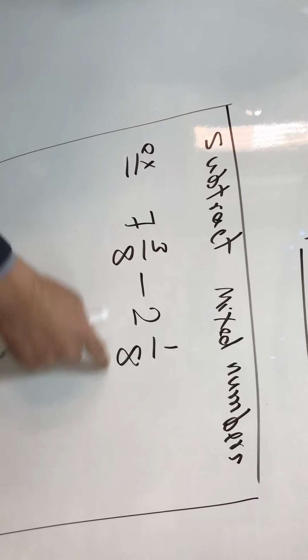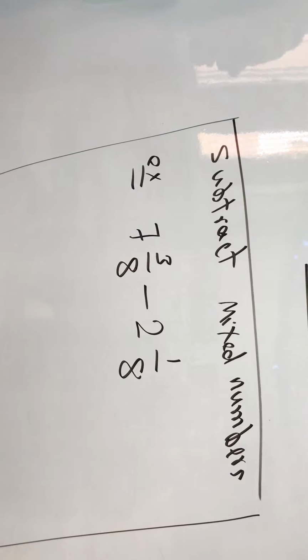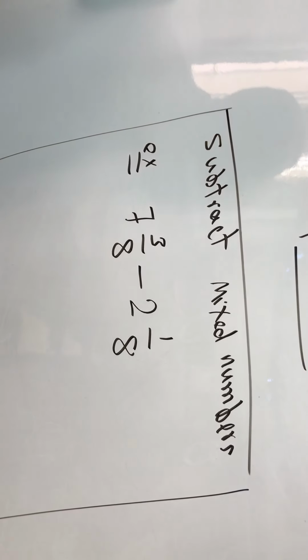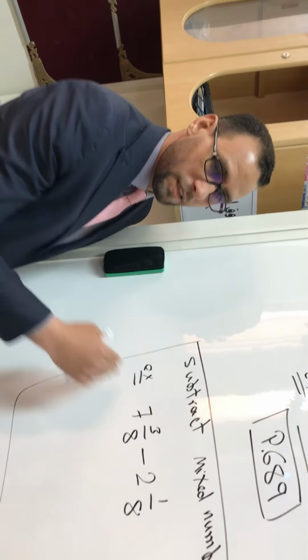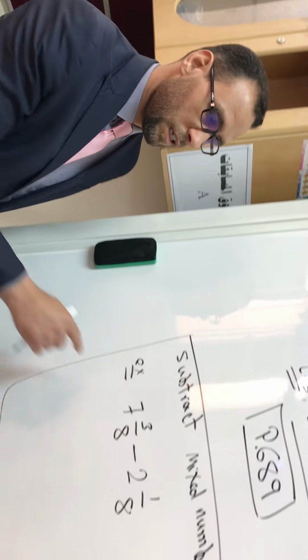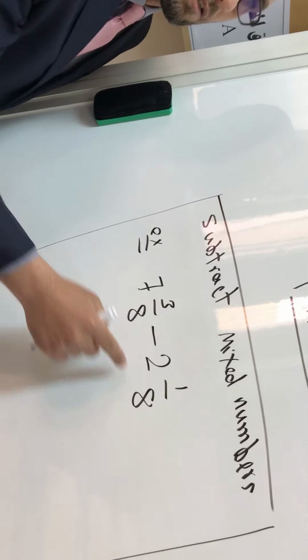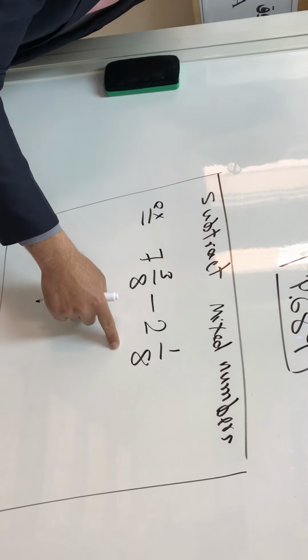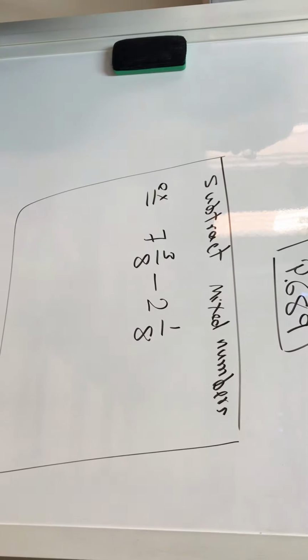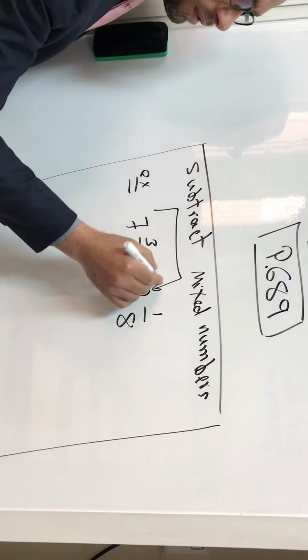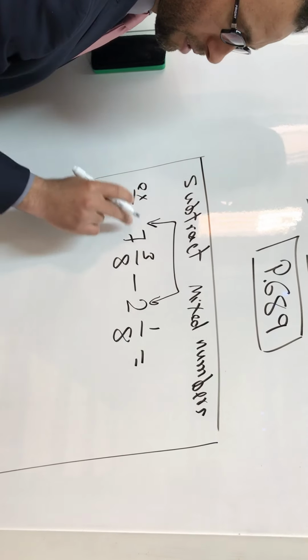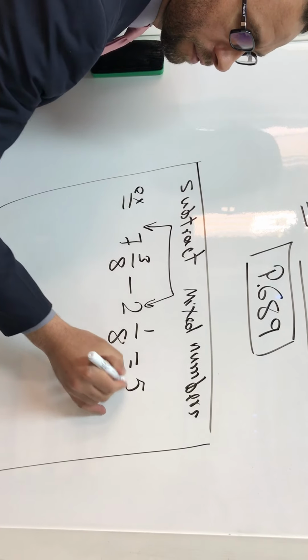Okay. About the fractions, are they like or unlike? Who can answer me? 3 out of 8, 1 out of 8. They are like fractions, with the same denominator. Okay, now I can subtract normally. Subtract whole and whole. 7 minus 2 is 5.